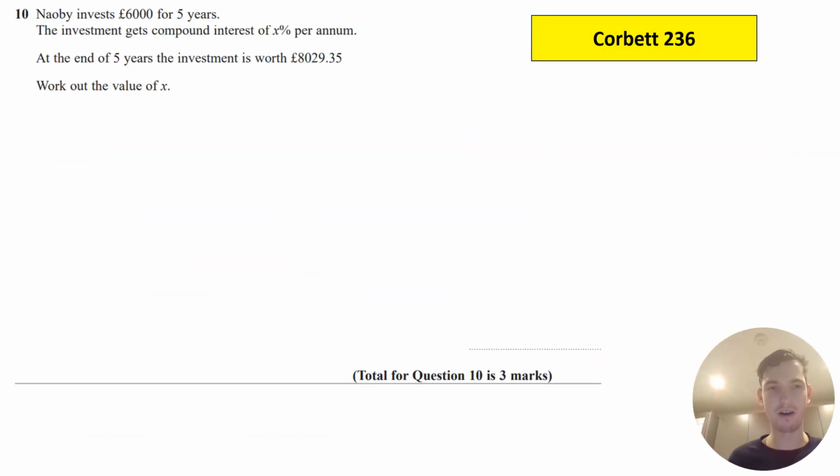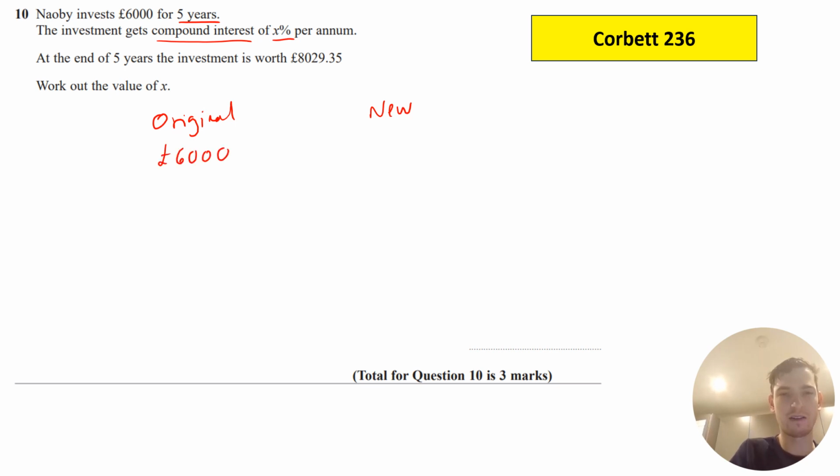Okay, next question. So Naivy invests 6,000 for 5 years. Compound interest, so 5 years, underline that, compound interest of X. Okay, so I don't know what the percentage increase or the interest rate is, but I do know what it was at the end. So let's just set up my scale factor model. So my original and my new, 6,000 and that thing there.